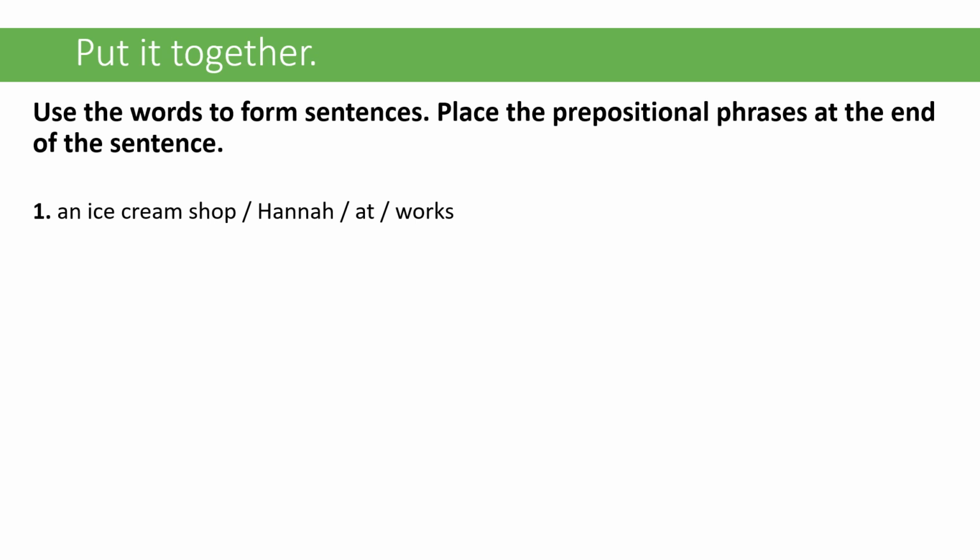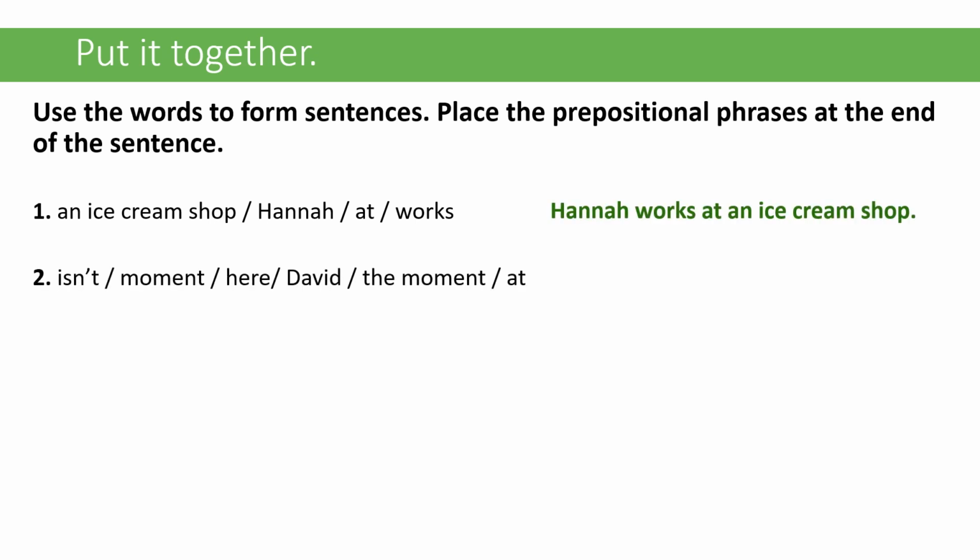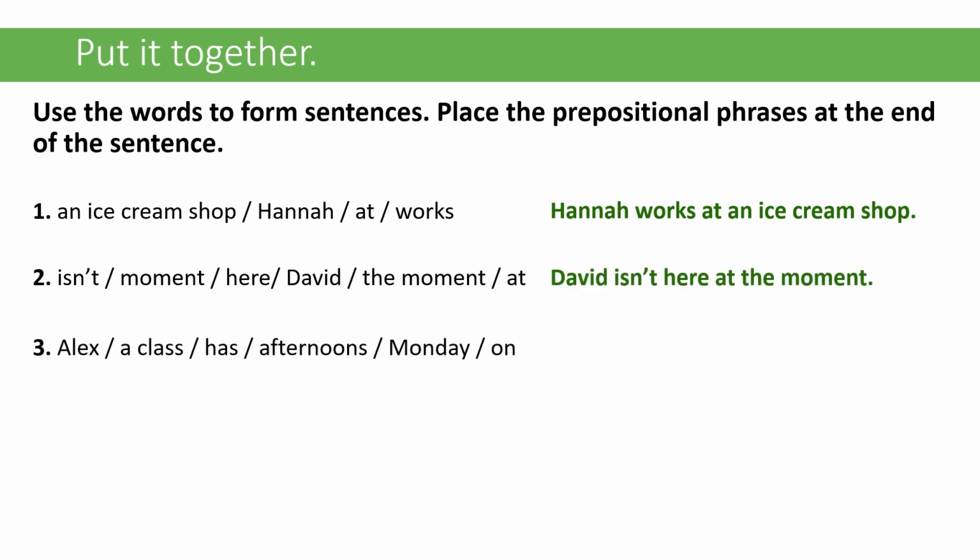Now use the words to form sentences. Place the prepositional phrases at the end of the sentence. So we have a disordered sentence here, and we want to put it together: subject, verb, preposition, and then the object of the preposition. So this should be Hannah works at an ice cream shop. Look at the next sentence. Isn't moment here, David, the moment at? In this one, we're going to say David isn't here at the moment.